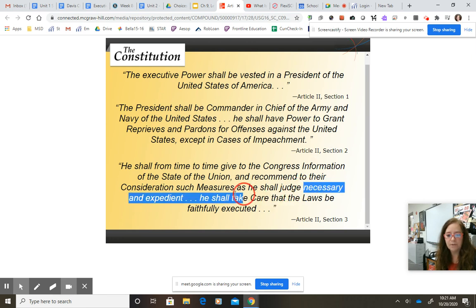So if you guys remember the necessary and proper clause, this is kind of the president's necessary and proper, that he shall consider measures as he shall judge necessary and expedient. And we'll talk a little bit more about that.